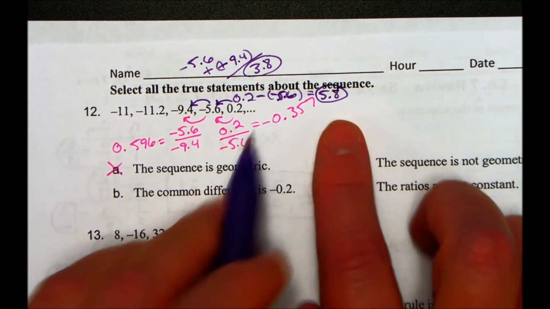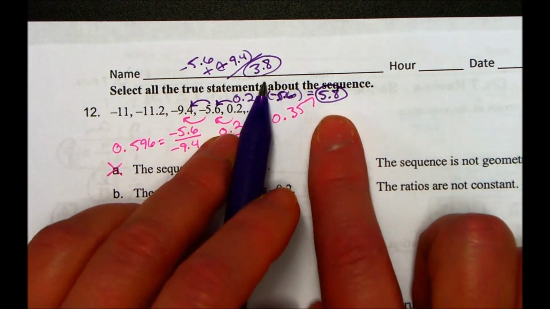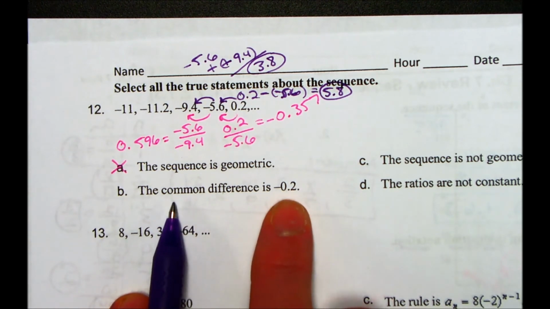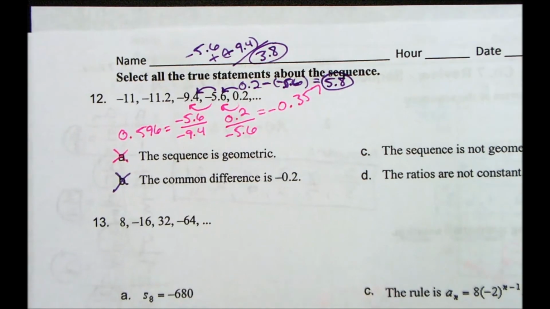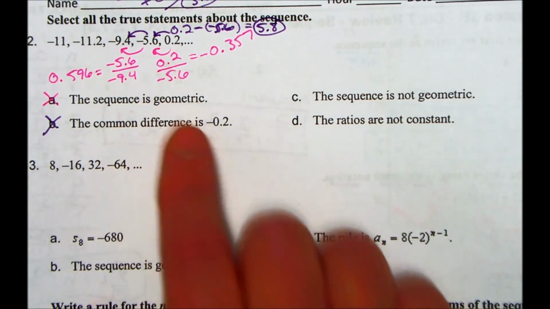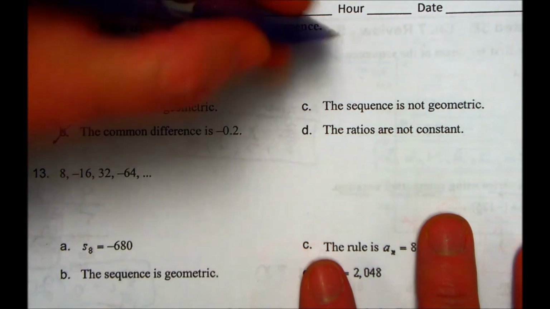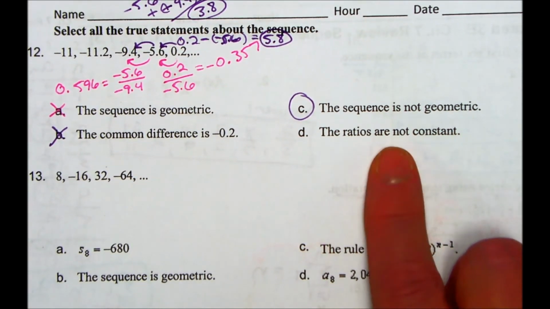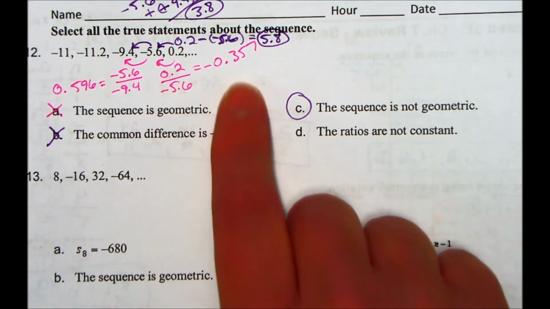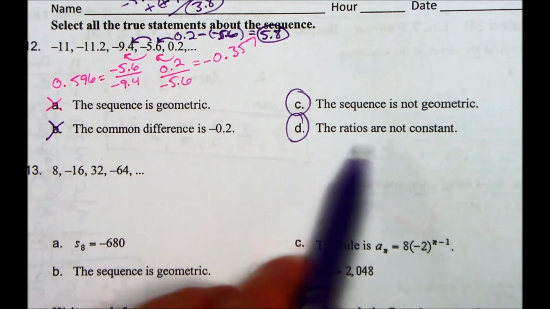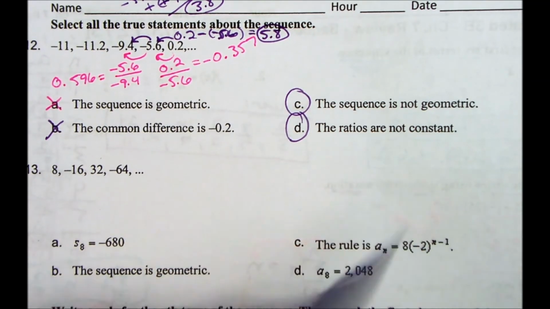So again, nothing is the same. There is not a common difference. They're saying the common difference is negative 0.2. That is not correct. The sequence is not geometric. Well, we already determined it was not geometric, so that is a true statement. And the ratios are not constant, which we already determined also. So both C and D are true statements. It is not a geometric sequence, and the ratios are not constant.